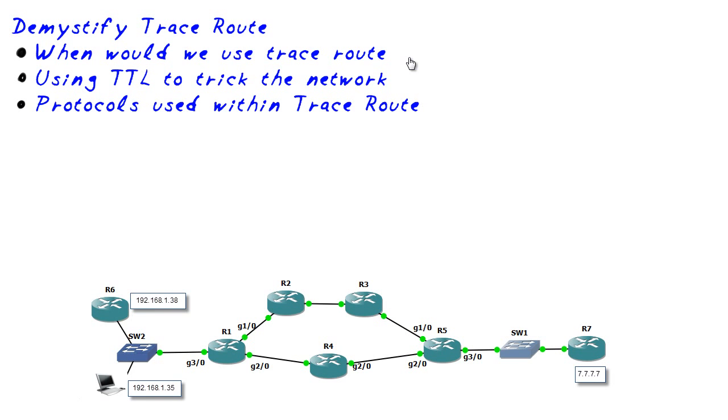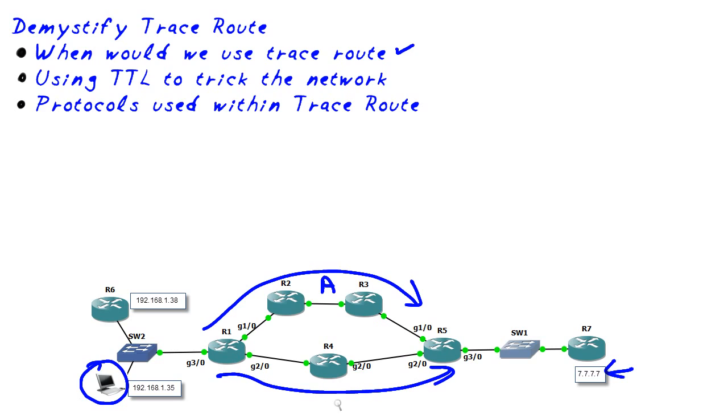When exactly would we even use traceroute? And the answer is simple. We want to know the path a packet's going to take through the network. See, for example, let's say you and I are sitting right here at this PC. We're going to send a packet over here to something on this network, 7777, and we're wondering, is the packet going to go this path through A, or is it going to go through this path, path B?